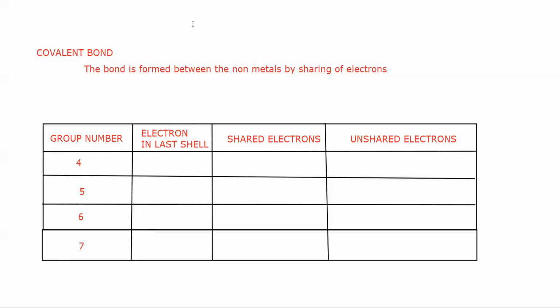Number of electrons in the last shell. The group number shows the number of electrons in the last shell. This will have 4 electrons in the last shell, this will have 5, this will have 6, and this will have 7. Better, I will write the group number in Roman.